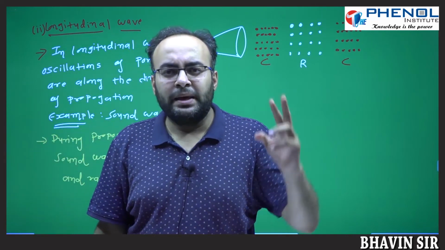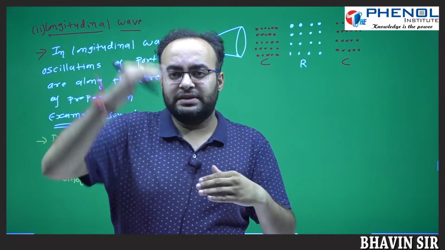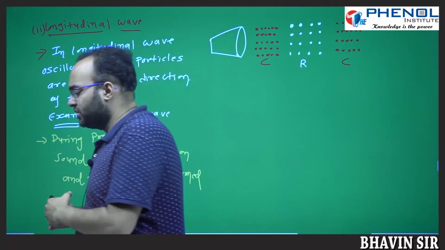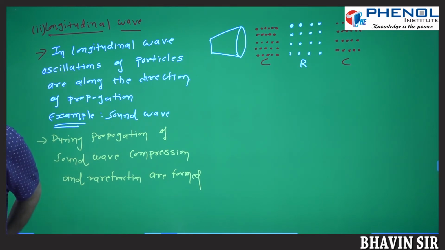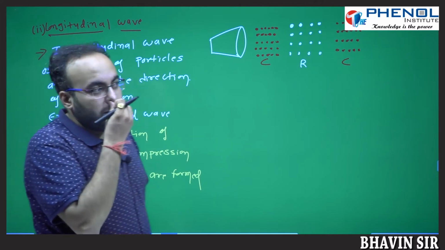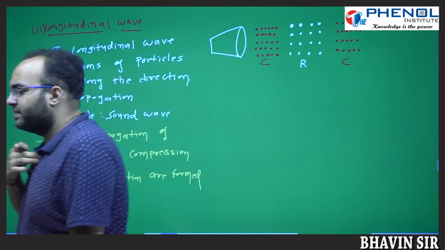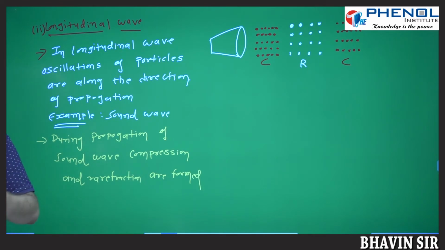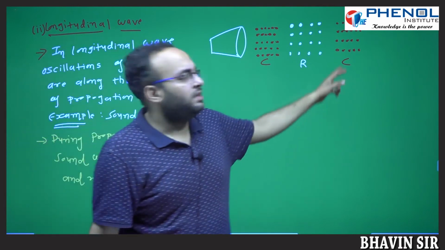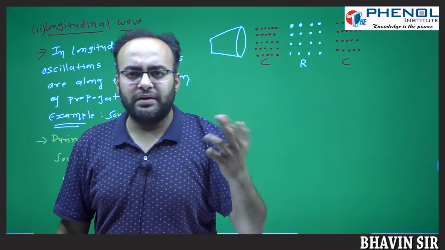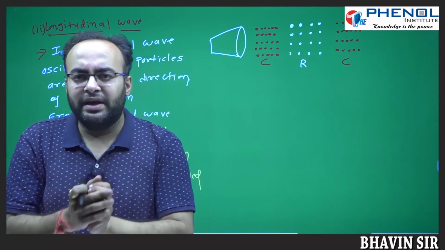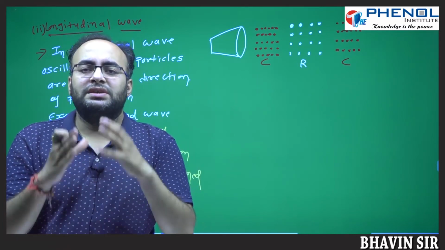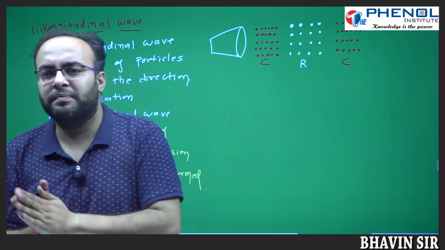So students, during the propagation of transverse wave, crest and trough are formed. During the propagation of longitudinal wave, sound wave, compression and rarefaction are formed. Between two compressions there is one rarefaction, then compression, rarefaction, then compression. In this manner, sound waves propagate. And in the case of sound wave, oscillations of particles are along the medium.